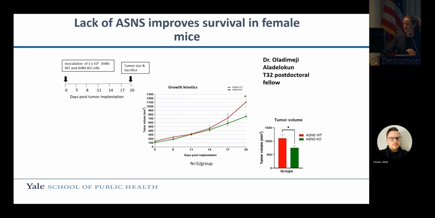I'd like to mention too that this work was initially started by Dr. Aladela Kuhn, who's a postdoc fellow in my lab, and he's still working a lot on this project.